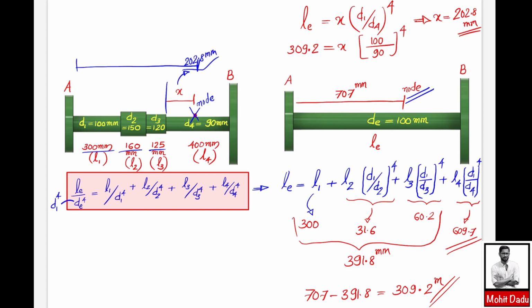So this is the way you can deal with this two rotor system and this stepped shaft or torsionally equivalent shaft system. So hope you understood this one, and thanks for watching.